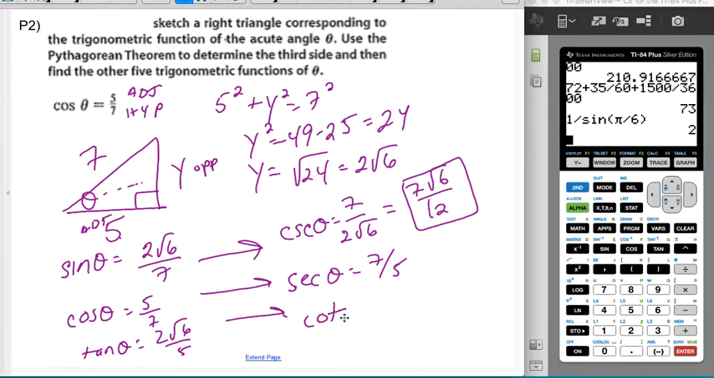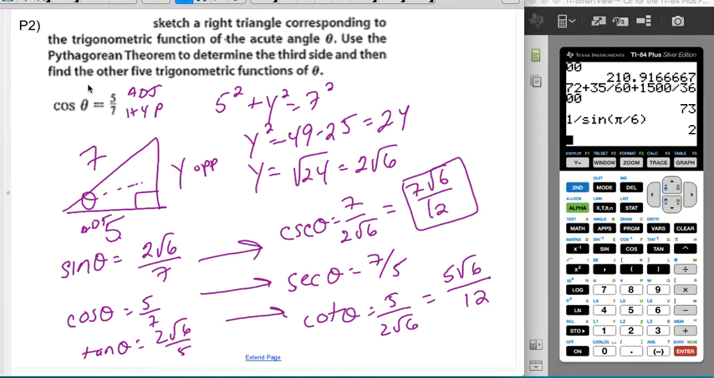My cotangent is going to be 5 over 2 root 6. When I multiply by root 6 over root 6, I get 5 root 6 all over 12. Now, if you had left this as root 24, your answer would be slightly different, but it would be the same basic idea. If it's multiple choice, it would be an issue that you hadn't simplified to match the answer.